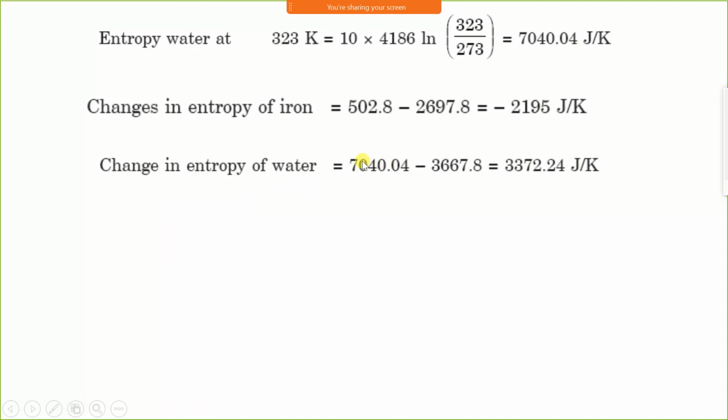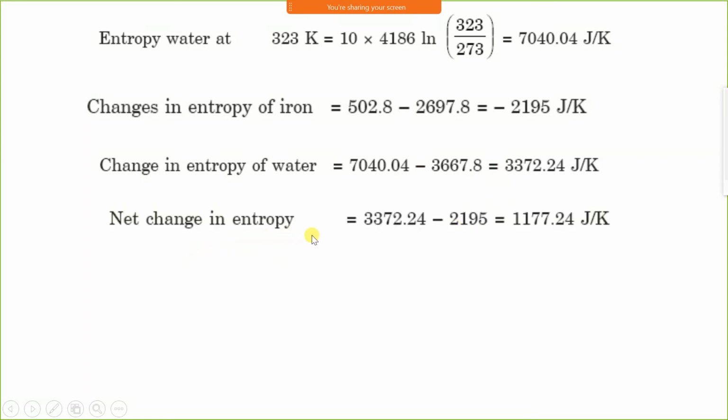Change in entropy of water. Since water is heated, after heat transfer the entropy of water is 7040.04. Before heat transfer, it was 3667.8. Therefore, the change is 3372.24, which means water gained the heat. Therefore, entropy change of water is positive.